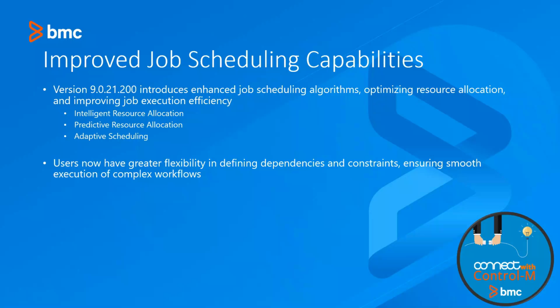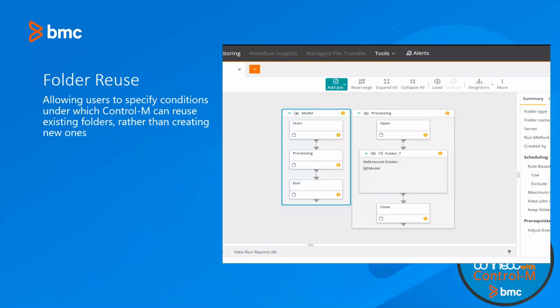An example would be customized folder reuse. The concept of customized folder reuse. Traditionally, Control M creates a new folder for each instance of job or job flow, which may result in abundance of folders over time. This can lead to clutter and resource inefficiency, especially in environments with numerous job executions.